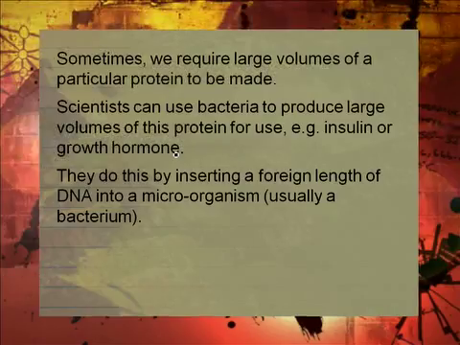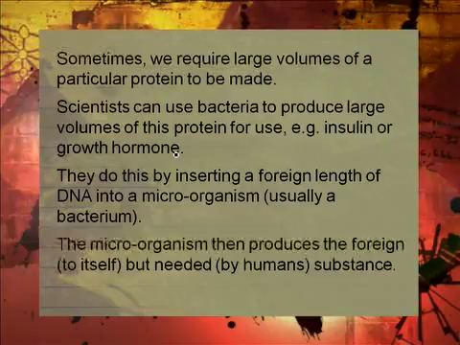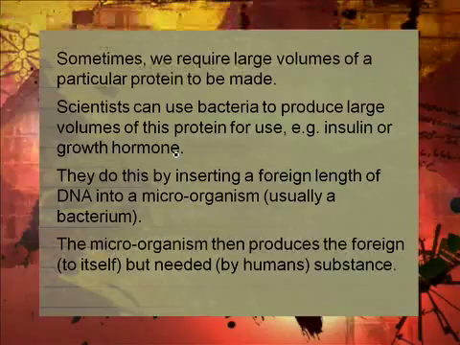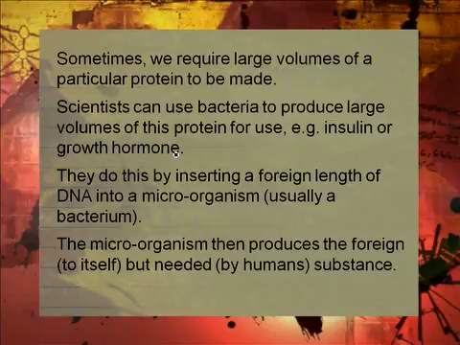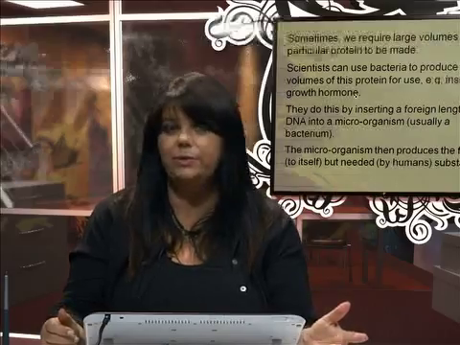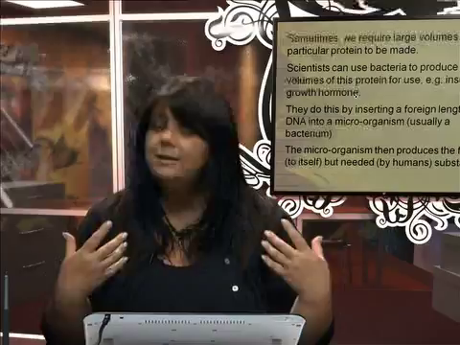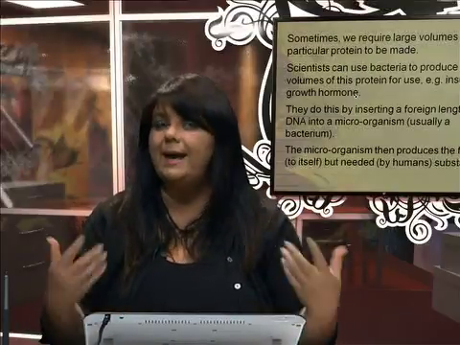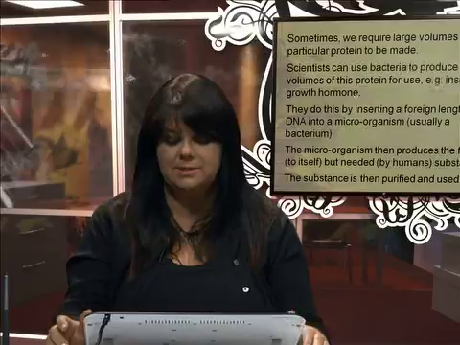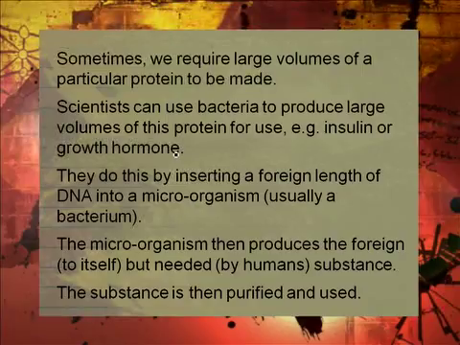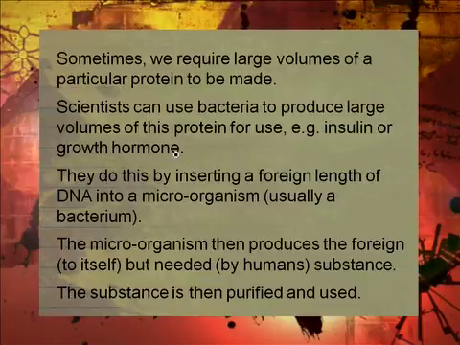What genetic engineering involves in this case is inserting a length of DNA from one organism into the microorganism, usually the bacterium, and then that bacterium produces this foreign substance. It's foreign to the bacterium, but it's needed by humans, like, for example, the insulin, the growth hormone, the vaccination. And those bacteria just go ahead and produce this new substance. The substance then can be purified and it can be used to our advantage.